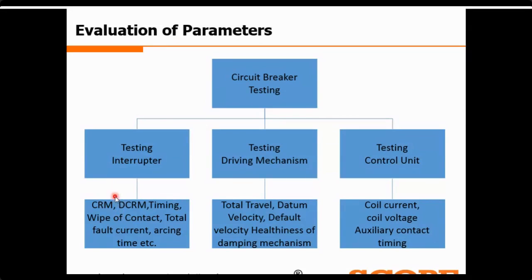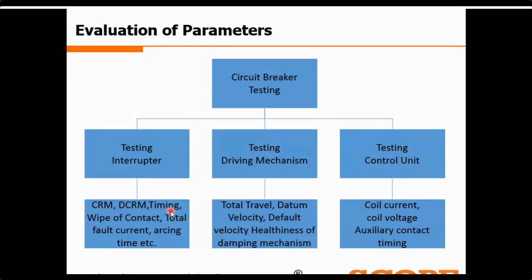With the help of Hijack Ultima, we can do the CRM, that is the static contact resistance measurement. We can do the DCRM, that is the dynamic contact resistance measurement, which I've already told you in the earlier slides. Again, with the Hijack Ultima unit, we can evaluate the timing, that is the close timing, opening timing, or you can give close-open, open-close, or even open-close-open. So all these commands you can execute with the help of this Hijack Ultima unit.